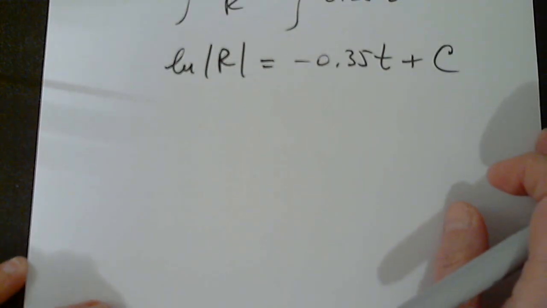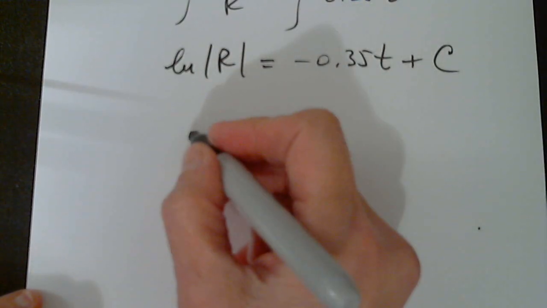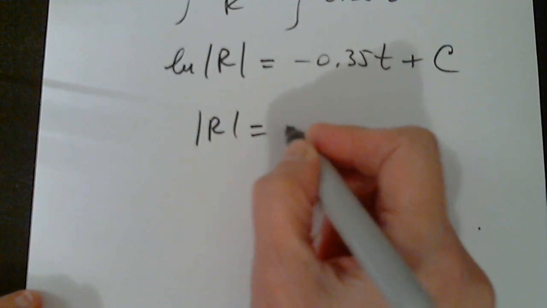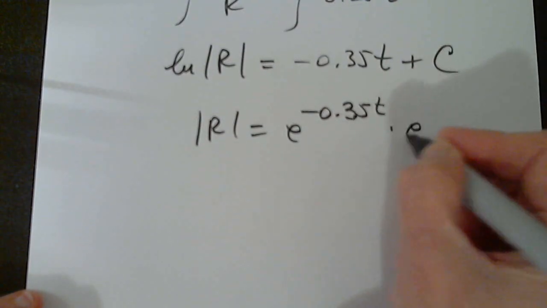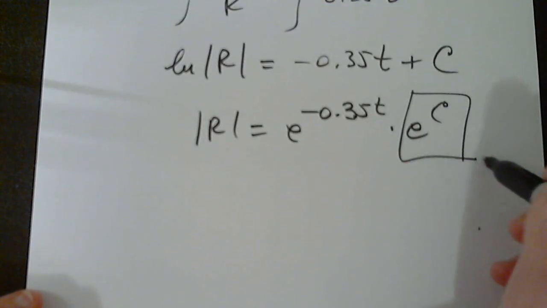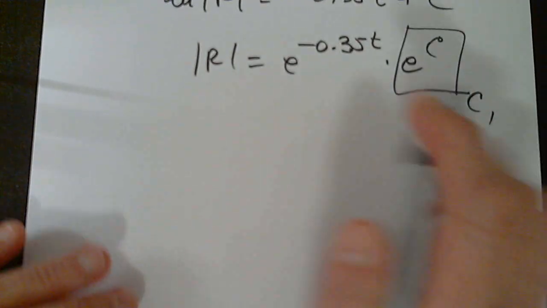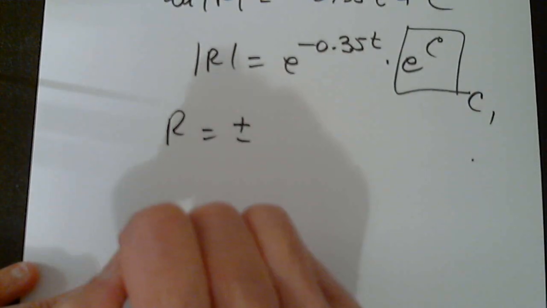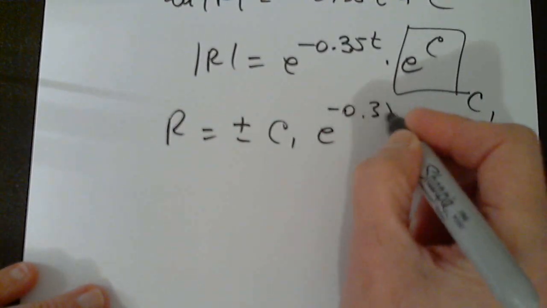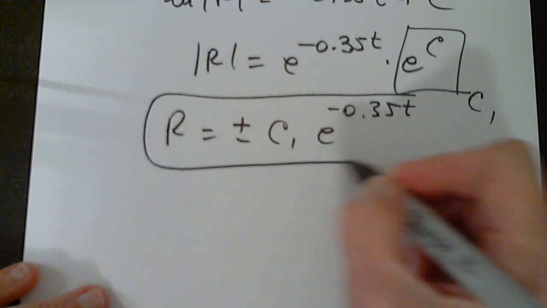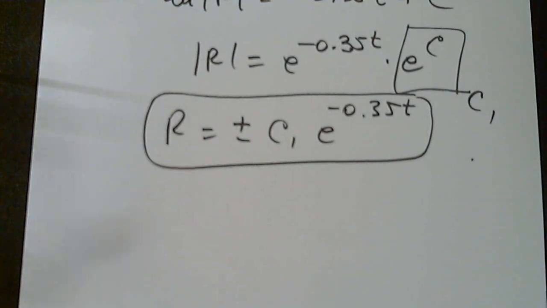Okay, perfect. So remember what we did last time. So r equals e to this number multiplied by e to c, which can be replaced by c1. So then r equals plus or minus c1 e to negative 0.35 t. And that is it. That's all we need to do.